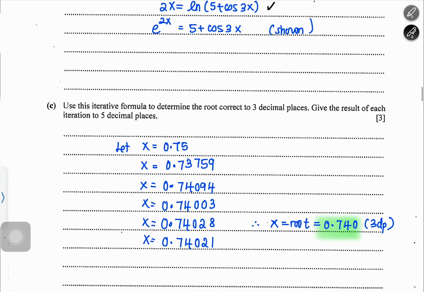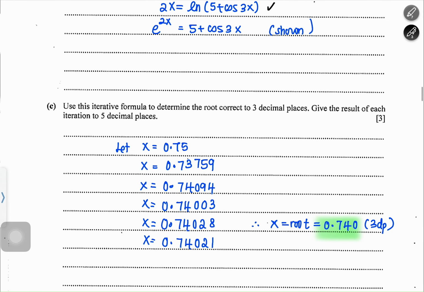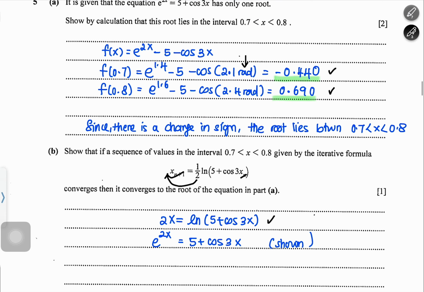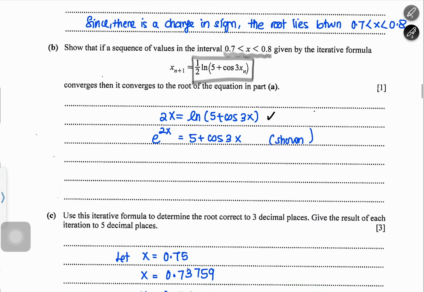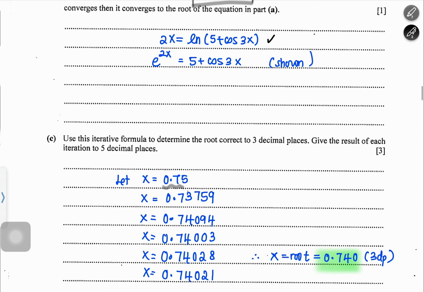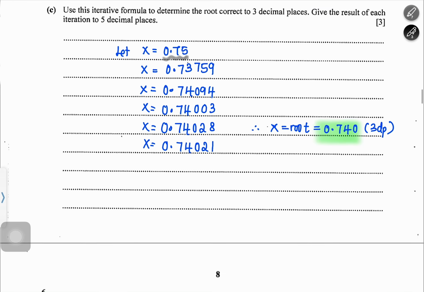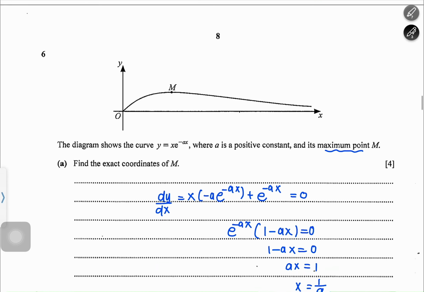Next, use the iterative formula and determine the root correct to 3 decimal places. Which one is your iterative form? It is actually given in part B already. So you take this one and you substitute any possible x value from this particular range. You can even do 0.72, 0.75, 0.79, any x value which lies in this interval. I have selected 0.75 and that's my final answer.